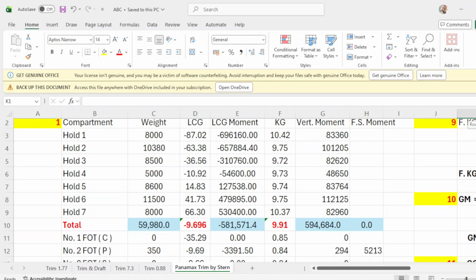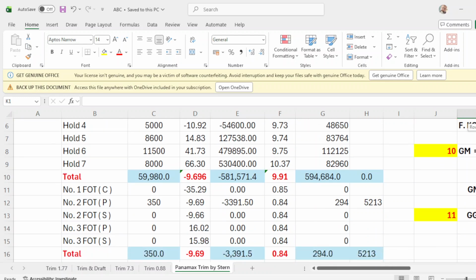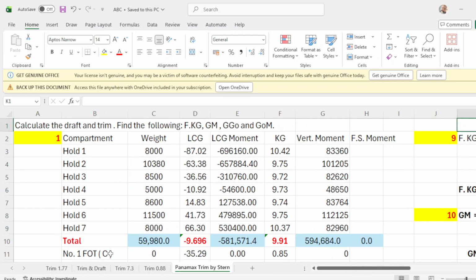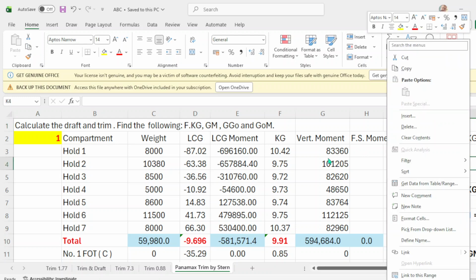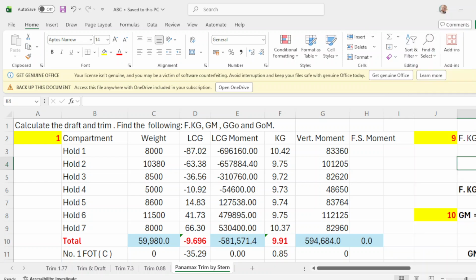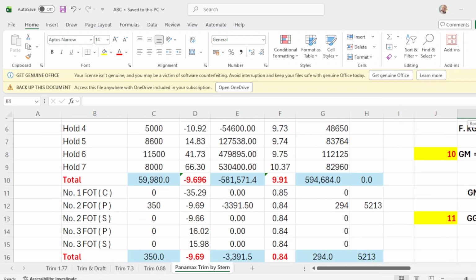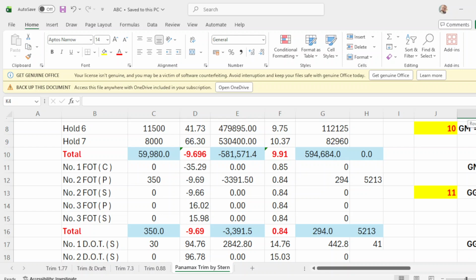Okay, so we start from the cargo holds, scroll down, and this will be the total weight loaded in the cargo hold. This will be your LCG of all the cargo holds, and this will be your KG of all cargo holds. Okay, and this will be your vertical moment. This will be your LCG moment.